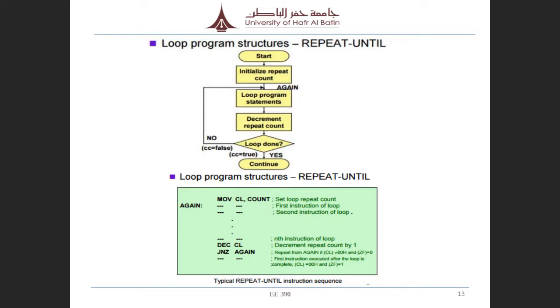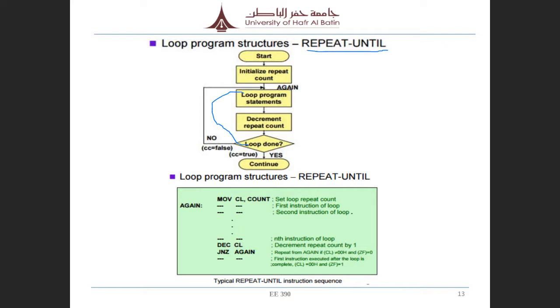Then decrement the CX, the counter, so the counter is reduced by 1, and then loop done. That means if CX is not 0, it will go ahead again. And if it is true, that means CX is 0, you will go to the next, out of the loop. So it is a loop structure, and this is called repeat-until.